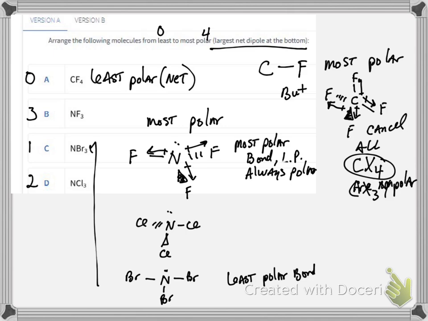So if we had to rank these in terms of what's most polar, what's least polar, we would pick NF3 to be the most polar because it has the three most polar bonds, and then it has the lone pair. And if we're just comparing that particular structure, we could rank these based just on the bond polarity alone.